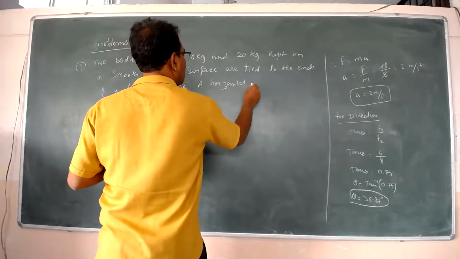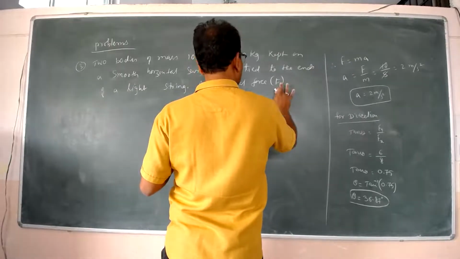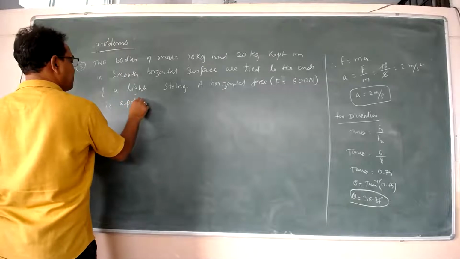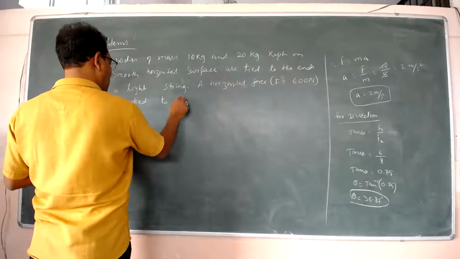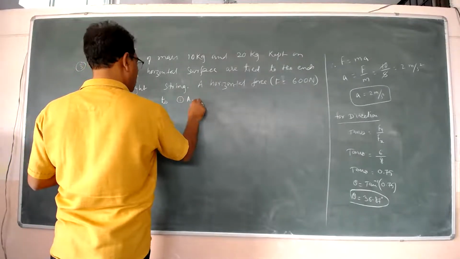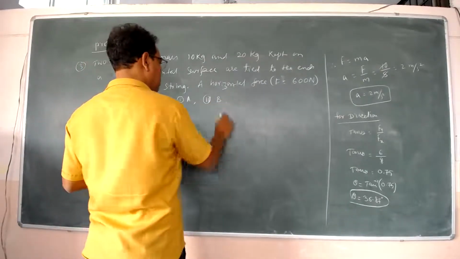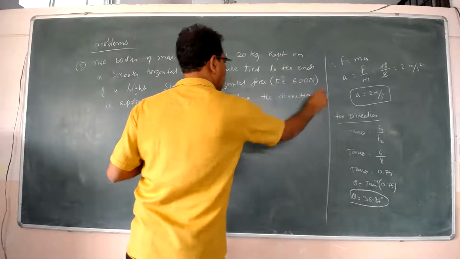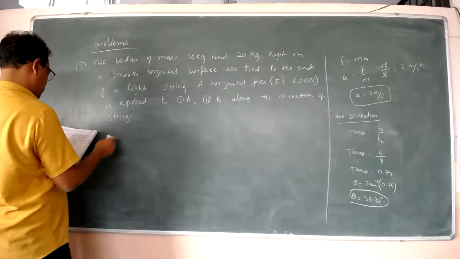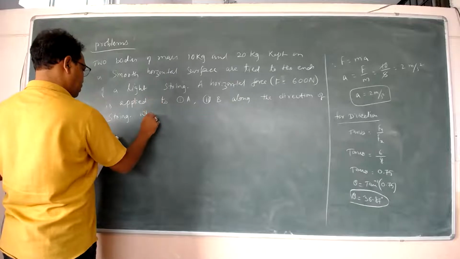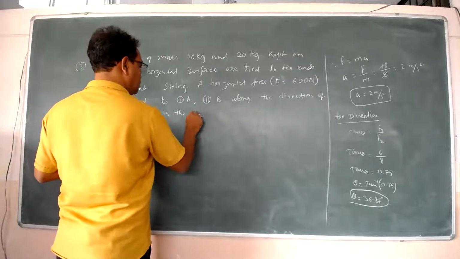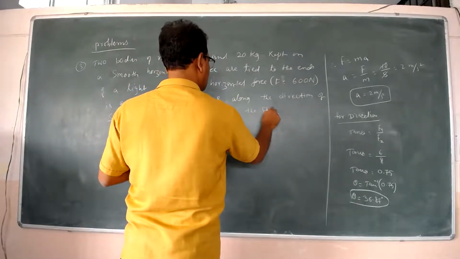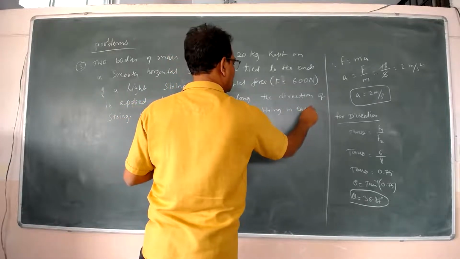A horizontal force F equals 600 Newton is applied to number 1, A, and number 2, B, along the direction of the string. What is the tension in the string in each case?